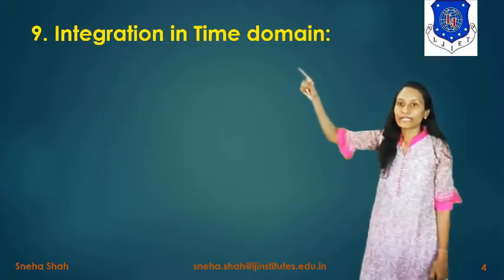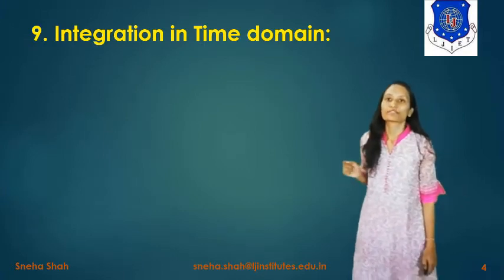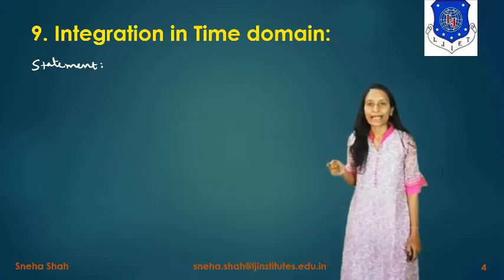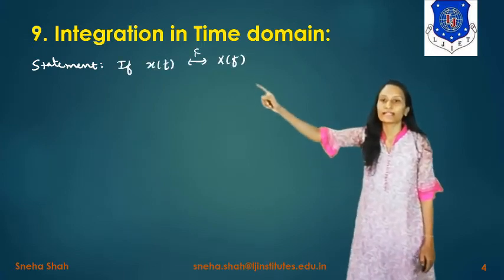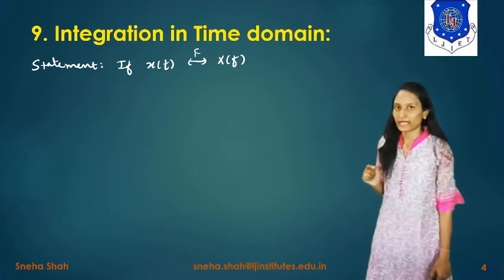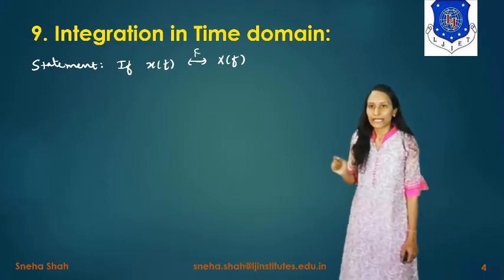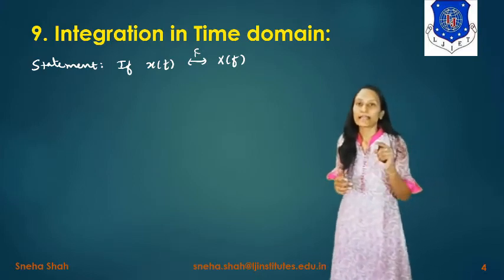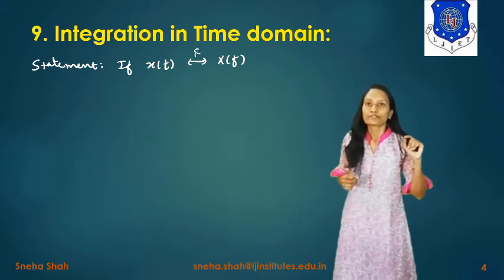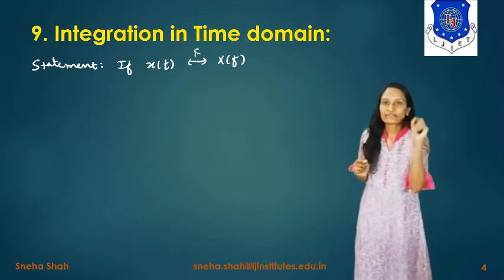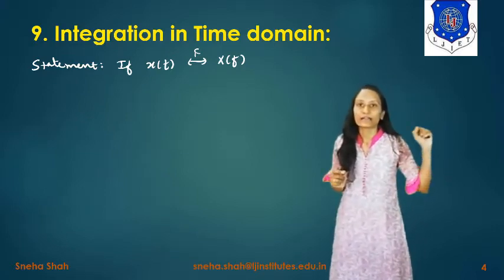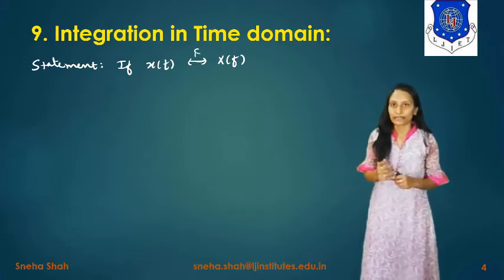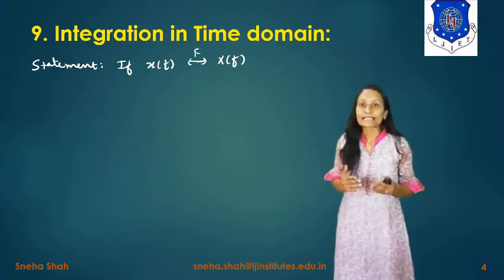If we want to integrate the signal in the time domain, what will be the statement? If we take the input signal as x of t and find the Fourier transform of it, it will be represented as X of f, right? Now we have to take the integration of the input signal. Suppose I take the integration of x of t with respect to time t, it will be represented as integration from minus infinity to infinity x of t dt, right? So it will be considered as the area of the input signal x of t, but it will not be considered as integration.